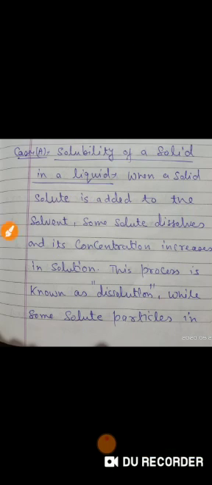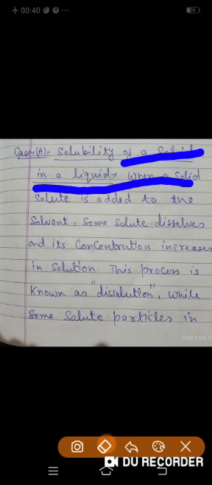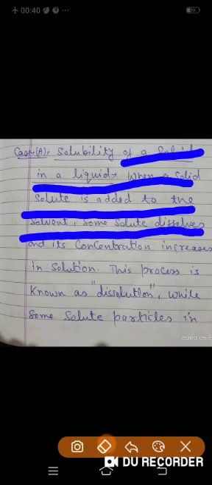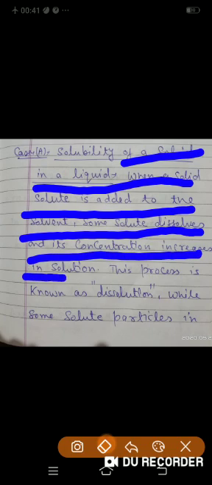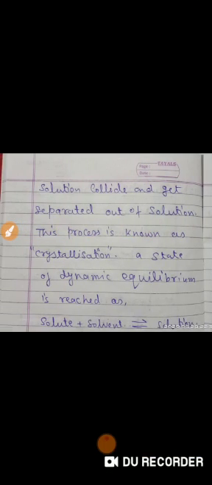Okay, so come to the students. When a solid solute is added to the solvent, some solute dissolves and its concentration increases in solution. This process is known as dissolution. While some solute particles in solution collide and get separated out of the solution. This process is known as crystallization.